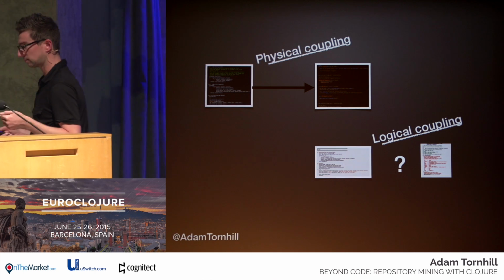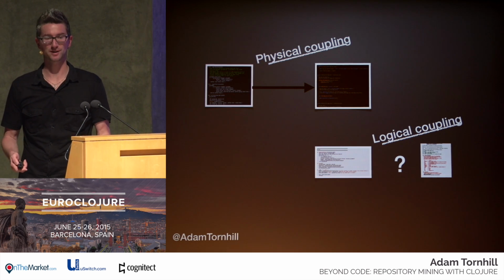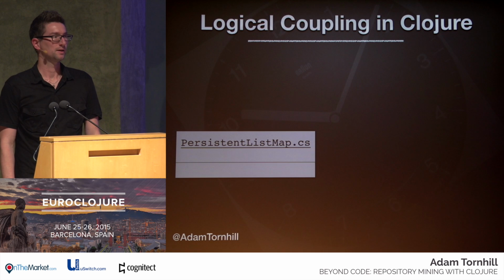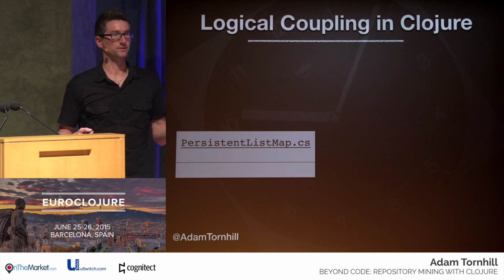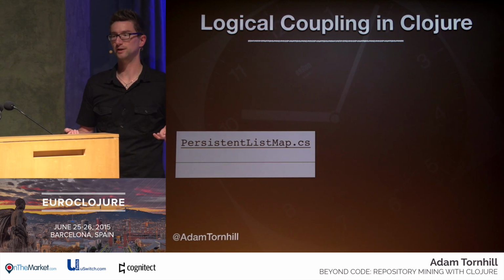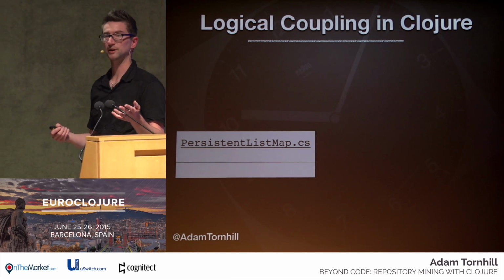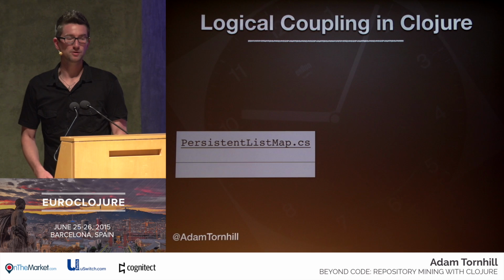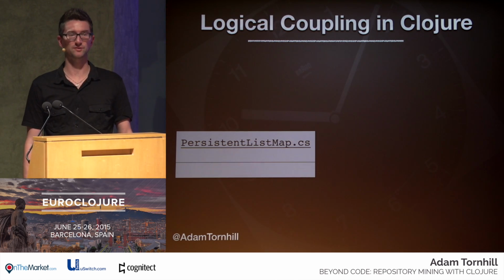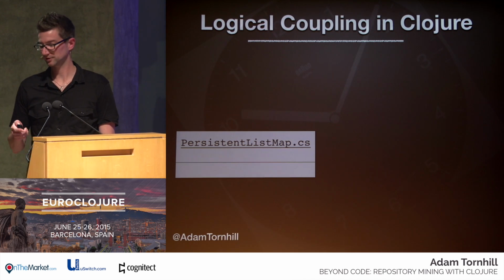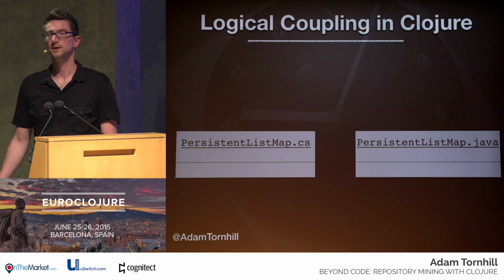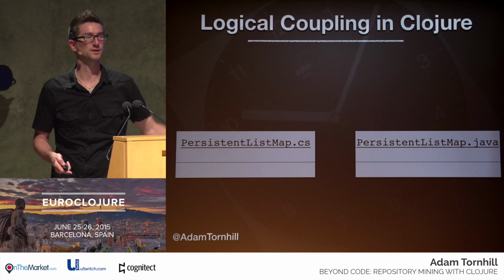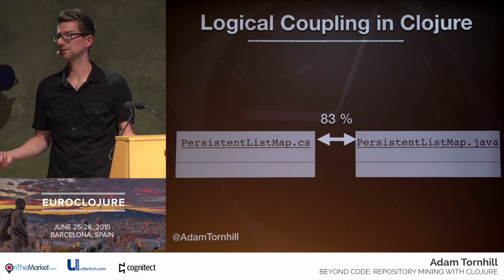But temporal coupling isn't always bad. Sometimes you actually want temporal coupling. And I'd like to show you an example from Clojure itself. If we turn back time almost 10 years to 2006, Clojure at that time was developed in parallel on both the CLR and the JVM. At least that's what's evident from the version control logs. So you will see that there was a C# class called persistent list map, and there was a Java equivalent called persistent list map.java. And if we measure temporal coupling in those early days of Clojure, you will find that those 2 classes change together 83% of the time.